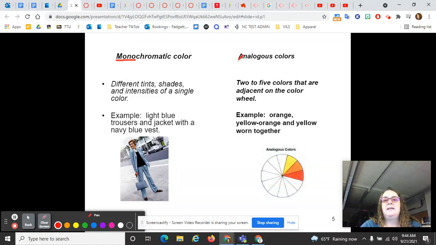The next is analogous colors. Basically, analogous colors are 2 to 5 colors that touch each other on the color wheel. Okay, so if it's fall of the year, if you put orange and yellow together, that's going to be analogous colors. Okay, so 2 to 5 that touch on the color wheel.